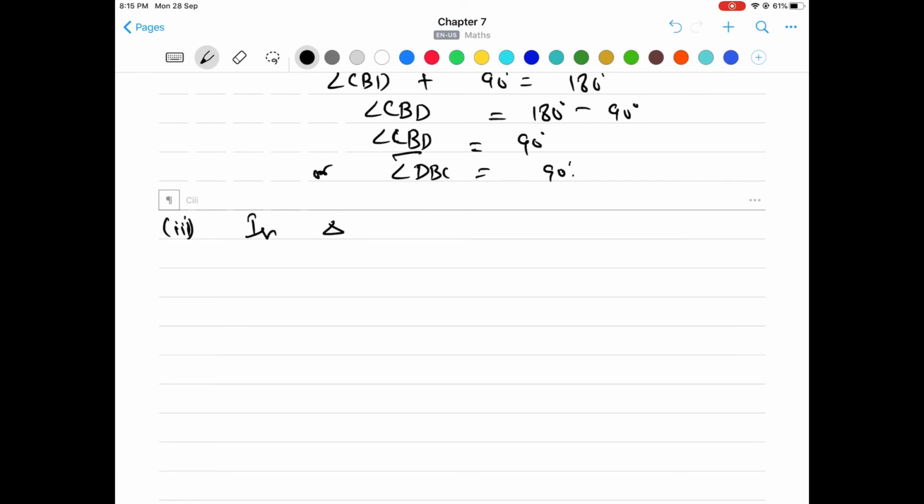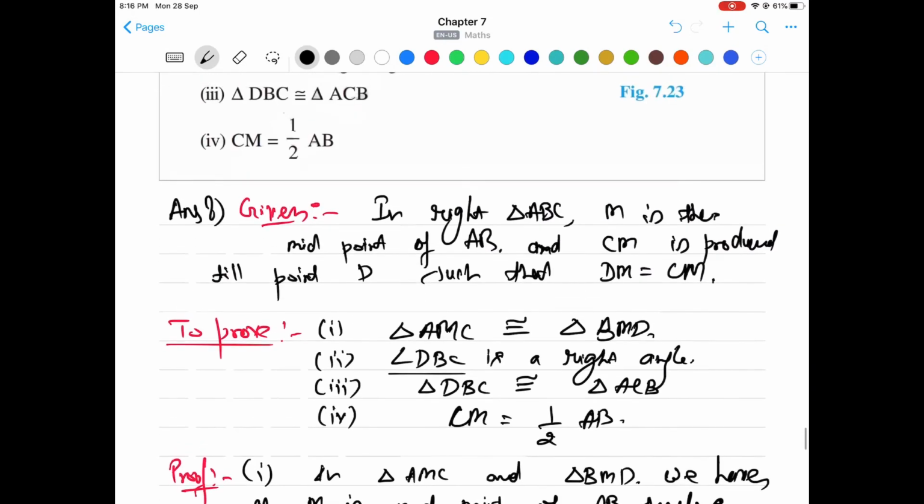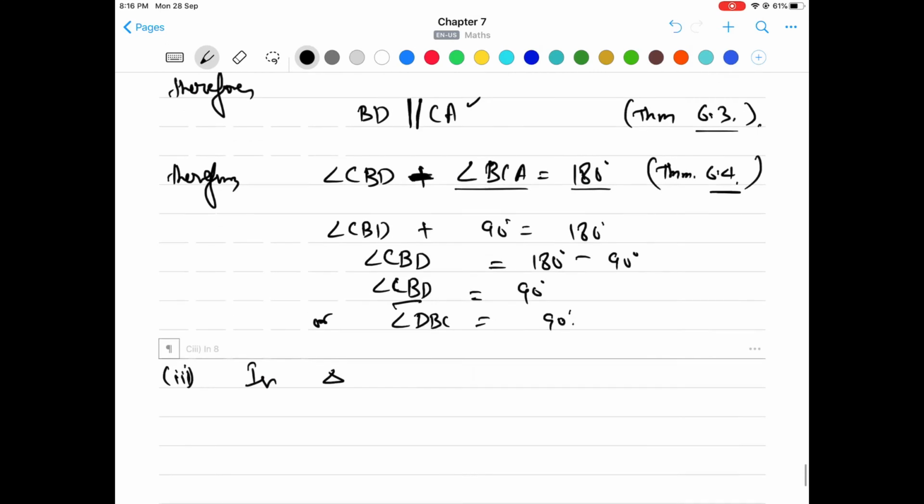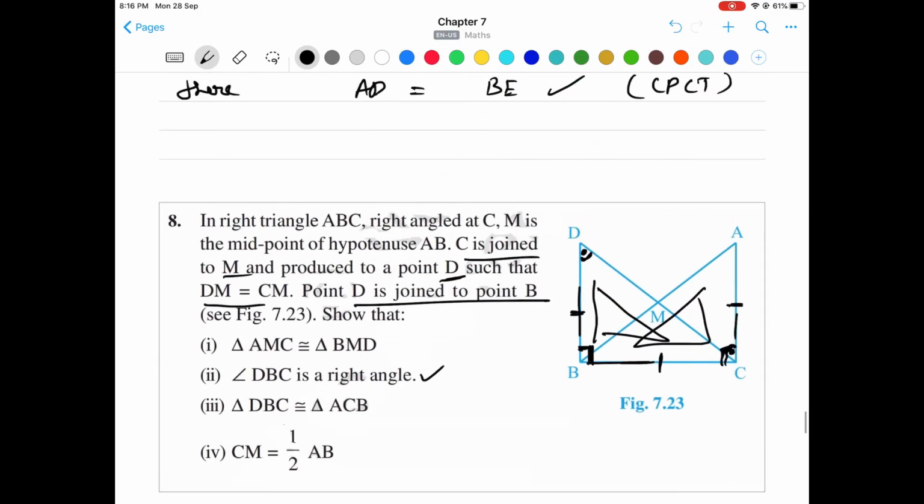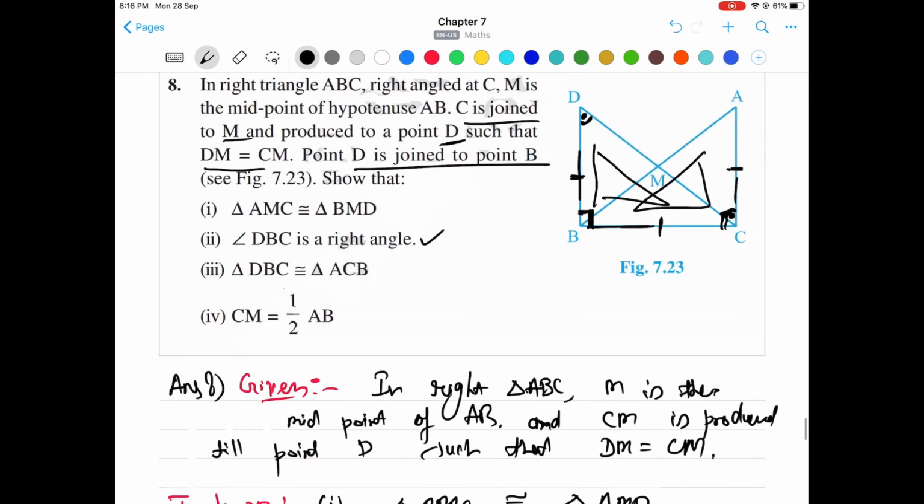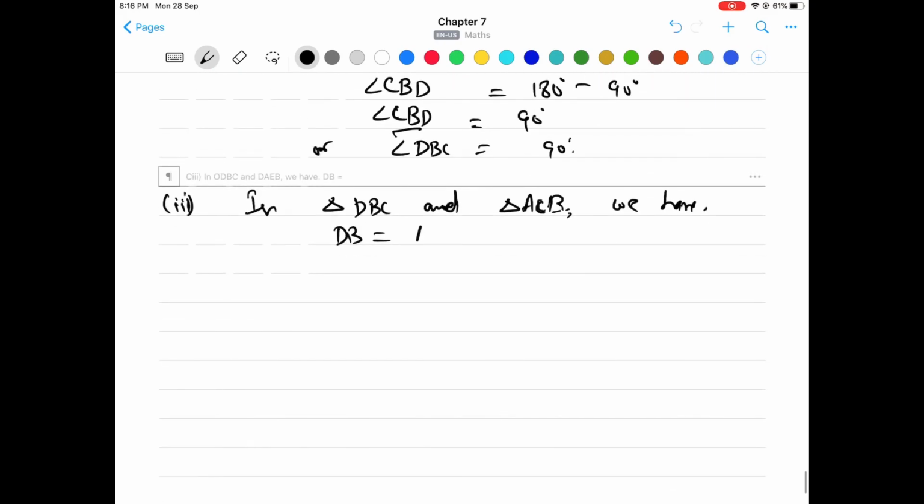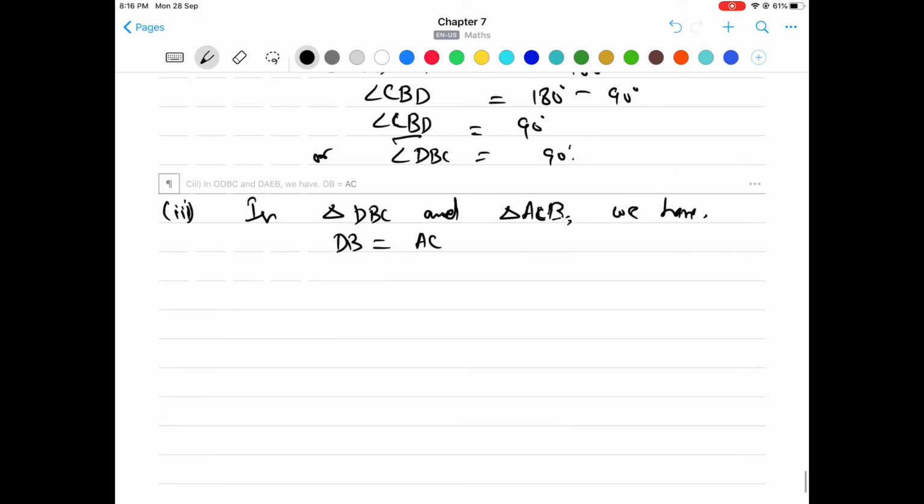Okay, so I'll write: in triangles DBC and ACB, we have side DB is equal to side AC. Okay, proved above.